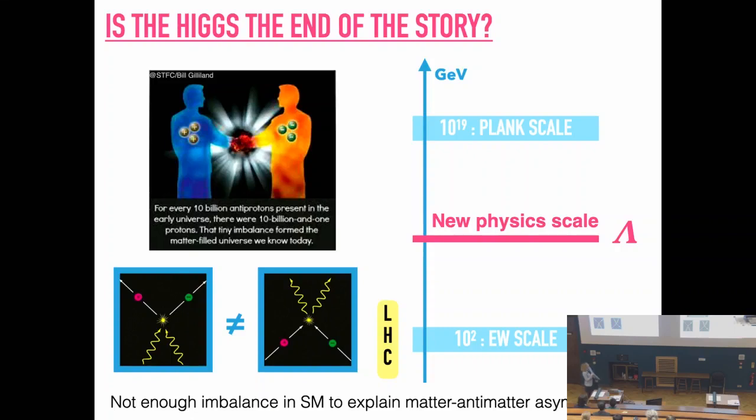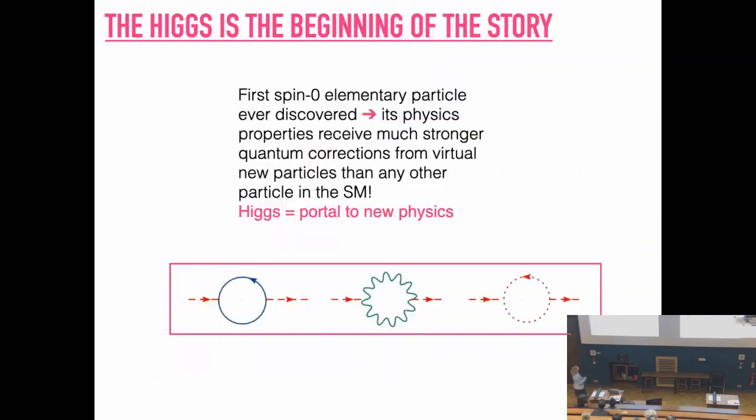We have some imbalance predicted by the standard model, but it's not enough to explain the imbalance that made the universe exist, okay? So that's the other thing: there must be something that we do not understand, something we don't know that explains that.